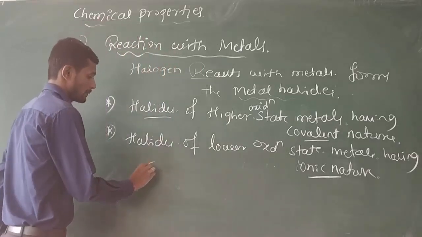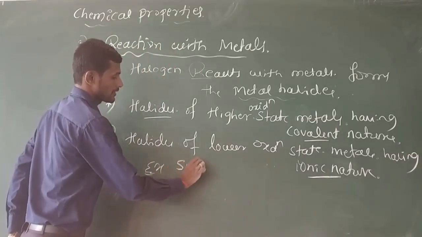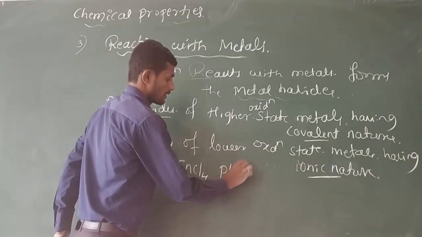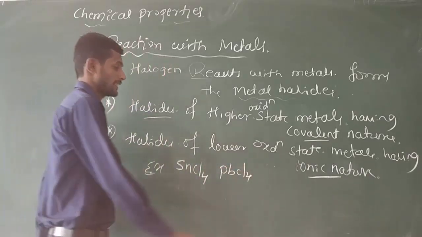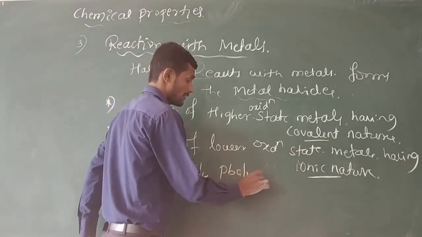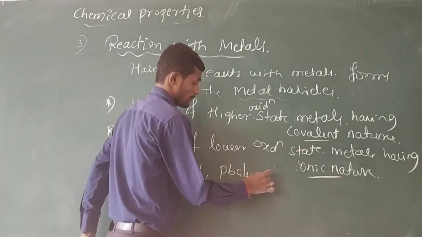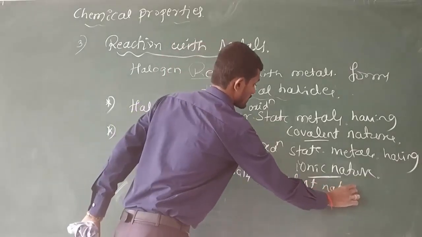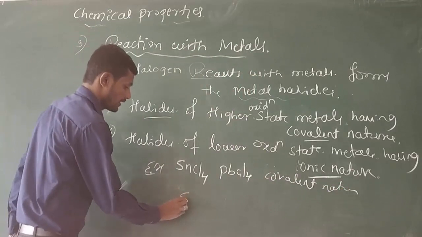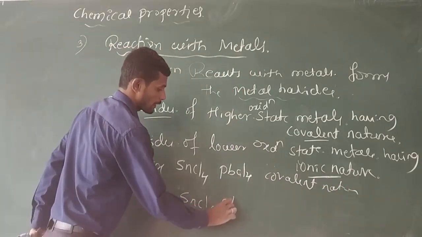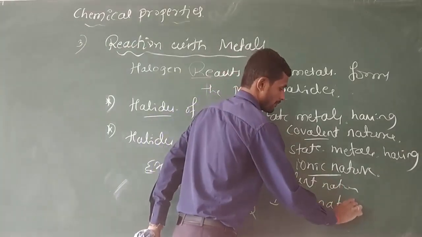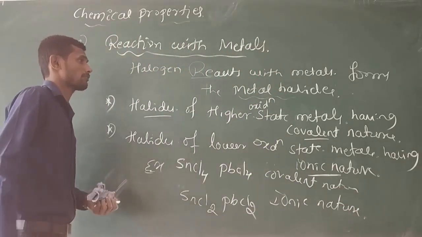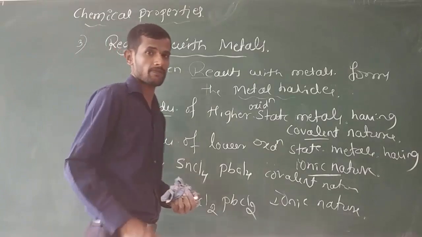Let's take an example: SnCl4, right? And PbCl4. They are in a higher oxidation state here, therefore they possess covalent nature. These are covalent. If you take SnCl2 and AgCl, they are ionic. Remember this point. But the main point is that halogens react with metals and they form metal halides.